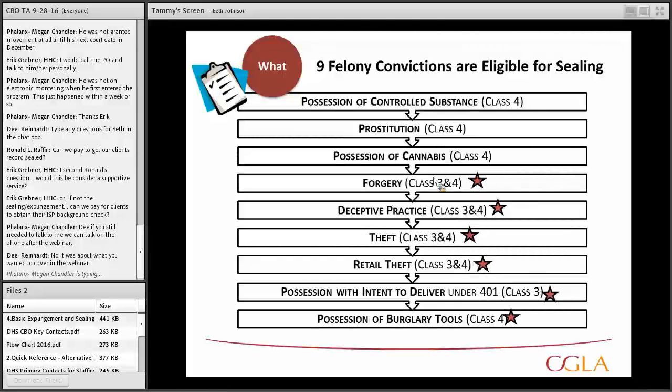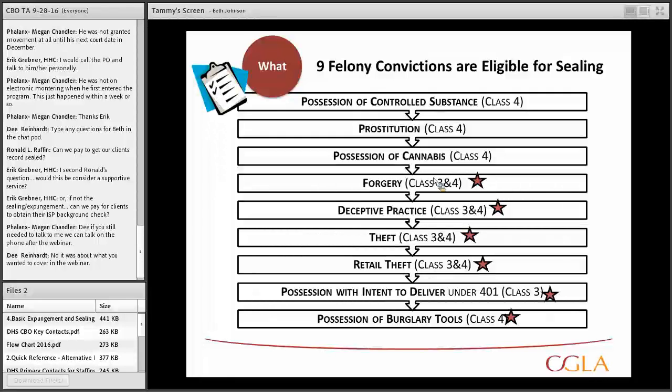We only had 3 felony convictions. Possession of controlled substance, prostitution, and possession of cannabis. Those were the only eligible felony offenses for about 7 years. With advocacy down in Springfield, finally the sealing law was expanded to include these other lower-level, quote-unquote, felony convictions. So if you were convicted of any of these felonies, you are eligible to petition the court to seal that after the appropriate waiting period.